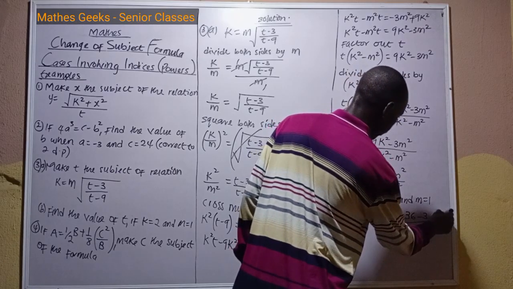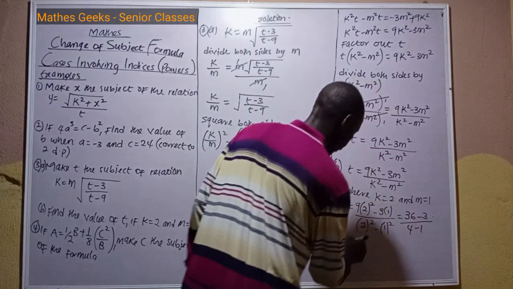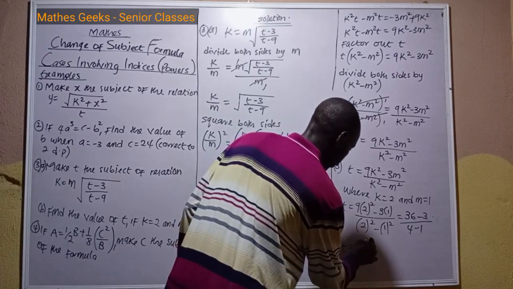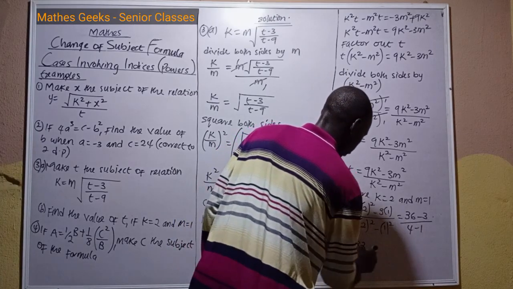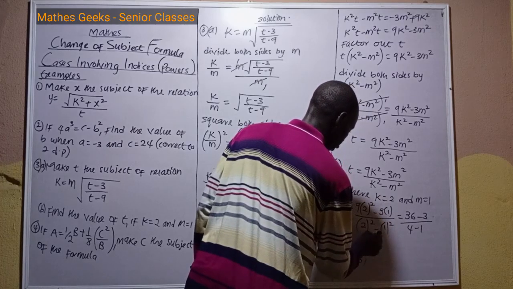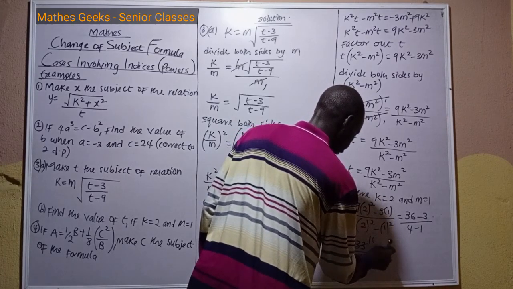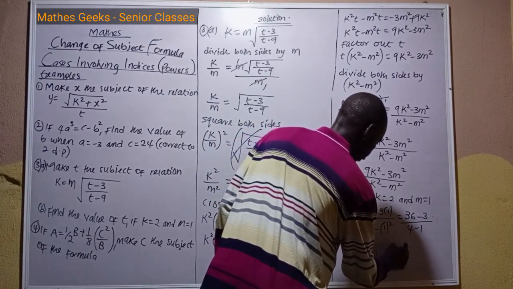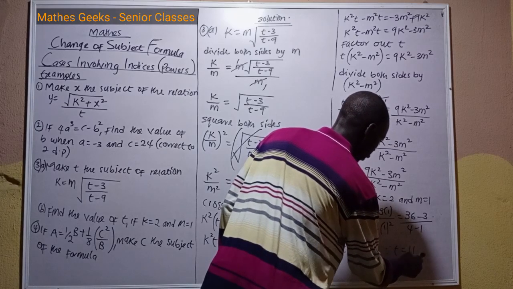36 minus 3 is 33. So t is equal to 33 over 4 minus 1, which is 3. 33 divided by 3 is 11. So, therefore, t is equal to 11.